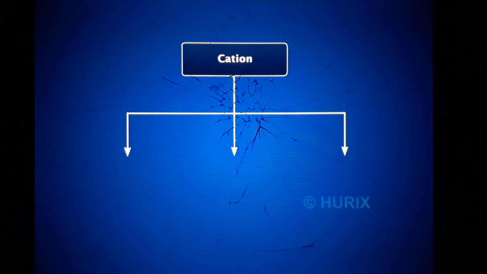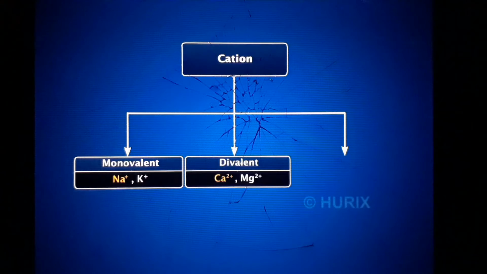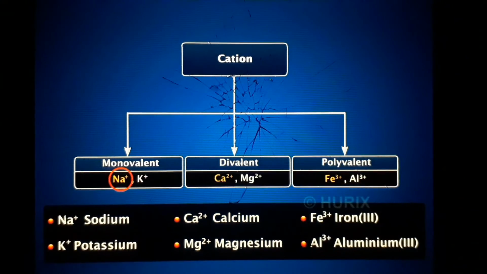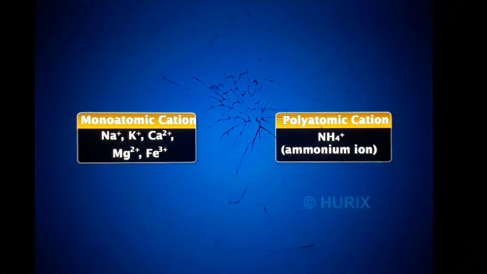Cations can further be classified as monovalent, divalent, and polyvalent. Sodium loses 1 electron to become a sodium cation. Similarly, calcium loses 2 electrons to become a calcium cation. Iron loses 3 electrons to become an iron 3 cation. It is also called a ferric ion. Cations can also be classified as monoatomic and polyatomic. A polyatomic cation consists of more than one atom.